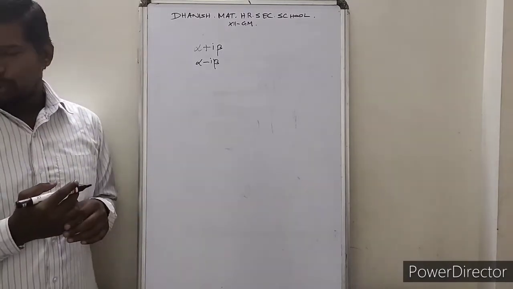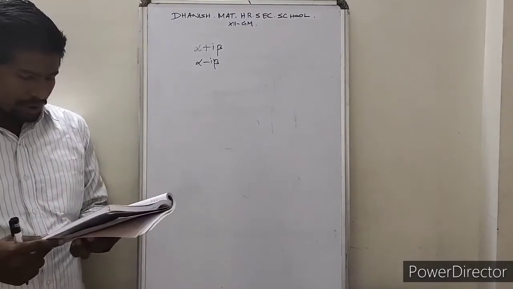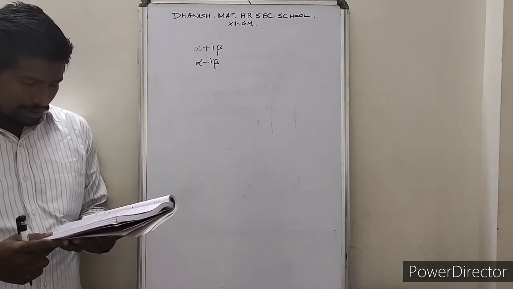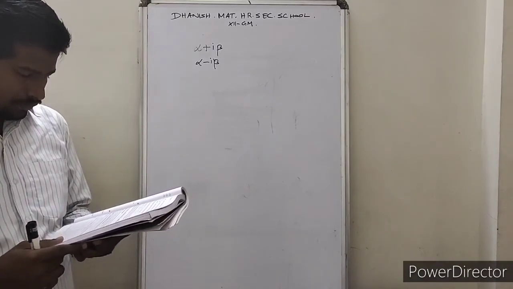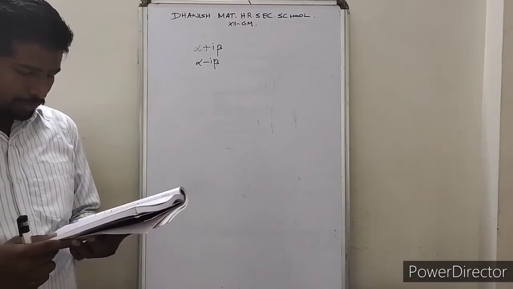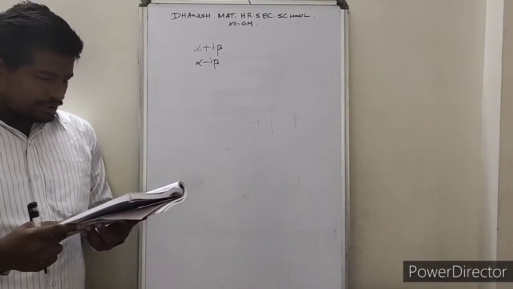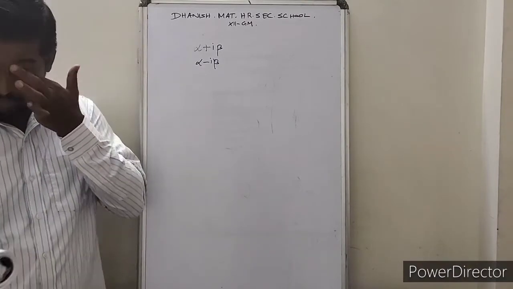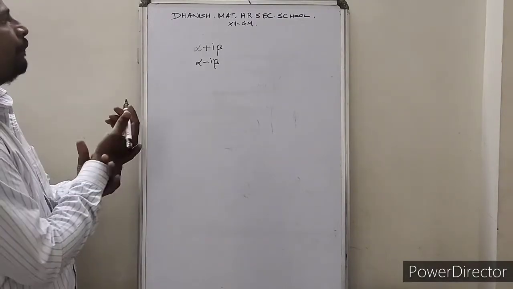Theorem 3.2, complex conjugate root theorem. If a complex number z0 is a root of a polynomial equation with real coefficients, then its complex conjugate z0 bar is also a root. Now we are going to see the proof for this theorem.